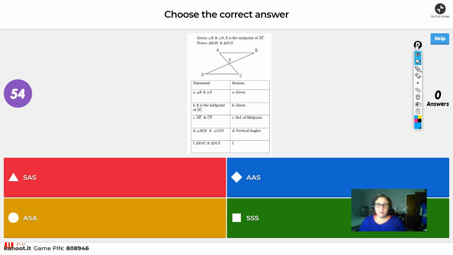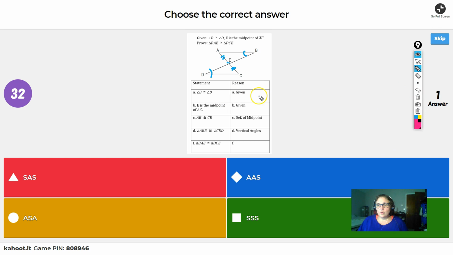Okay, so what are you going to have here? I'll give you a little bit of guidance as you go in. It says B is congruent to D. It says E is the midpoint of AC, so that means we have these are congruent. And we need to know what other piece of information do you need.